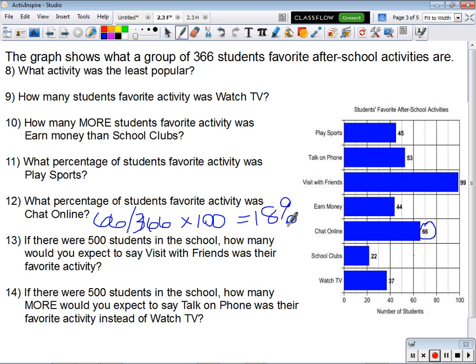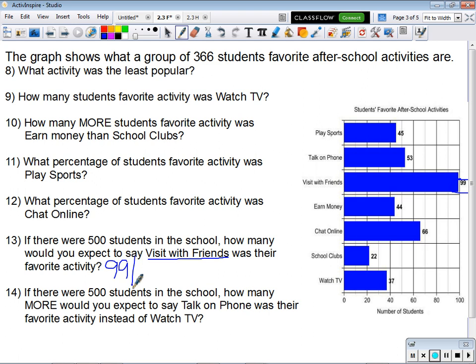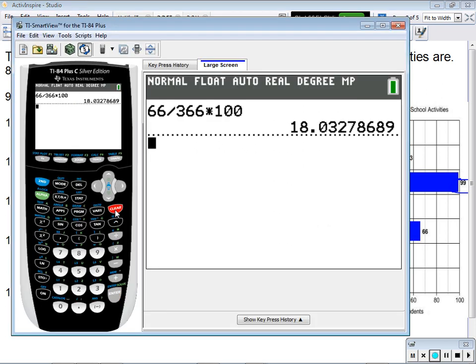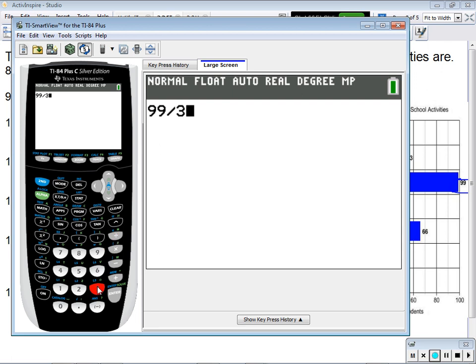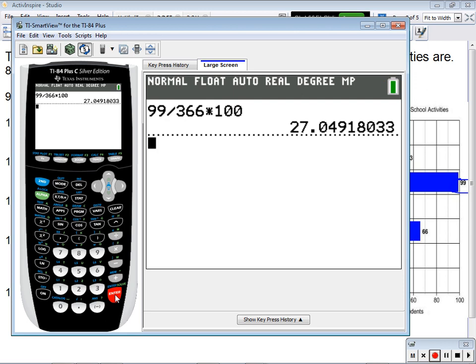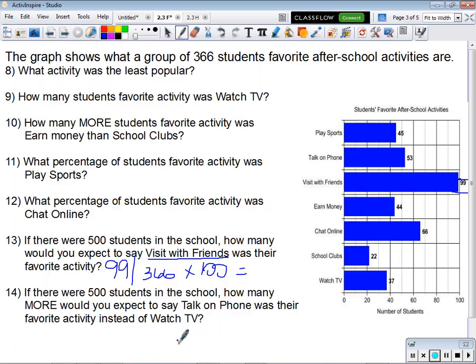Number 13, if there were 500 students in the school, how many would you expect to say visit with friends was their favorite activity? So the first thing I want to know here is what percentage of students would say visit with friends was their favorite activity. So if you notice here, 99 students said that was their favorite activity. So to convert that to a percent, I want to do 99 divided by 366 times 100. And when I do that, I get roughly about 27%. So I'm going to put that here.